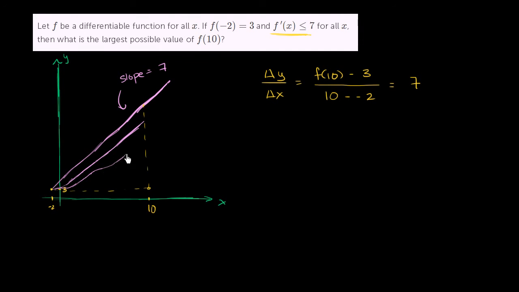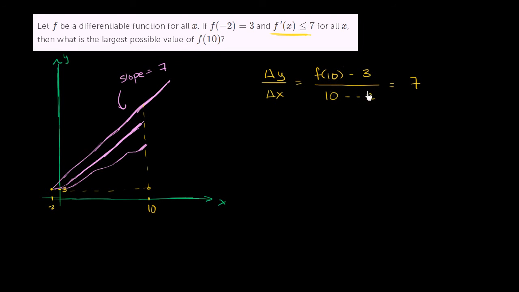So remember, our slope can never be more than 7. So this part should be parallel to that right over there. This should be parallel. But you can never have a higher slope than that. So the way to max it out is to actually have a slope of 7.